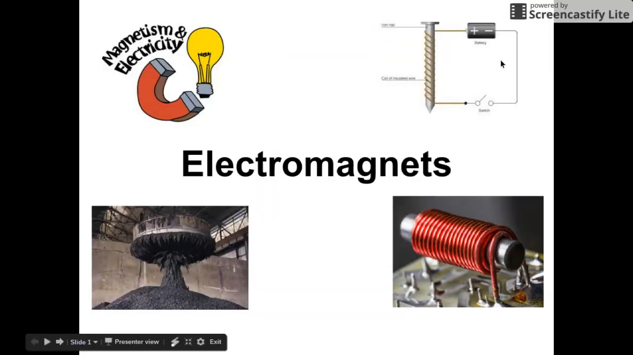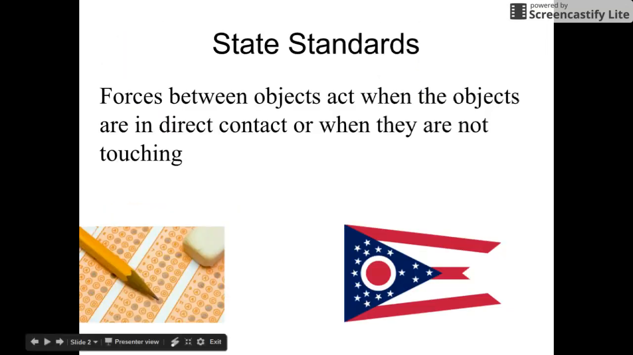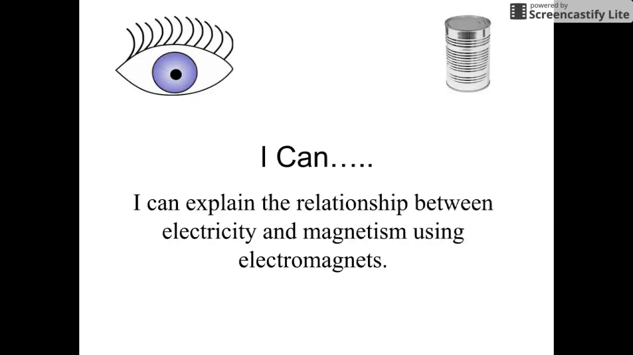In our lab activity yesterday, we discovered how electricity could be used to make a magnetic field. Today we're going to be finding out how these electromagnets work. We're still looking at our state standard that says that forces between objects can act when they are touching and when they are not touching. So electromagnetism would be another example of a field force. Our I can statement today is that I can explain the relationship between electricity and magnetism using electromagnets.